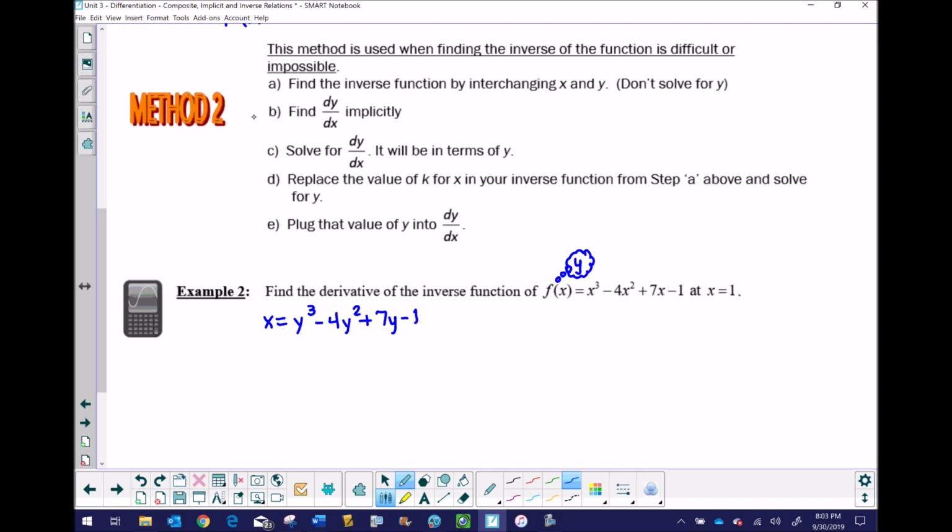So we go on to step B, and it tells us how to take care of that situation, and that is to take the derivative of y with respect to x implicitly. So you're going to take this derivative with respect to x, and on the left side that will give you a 1.